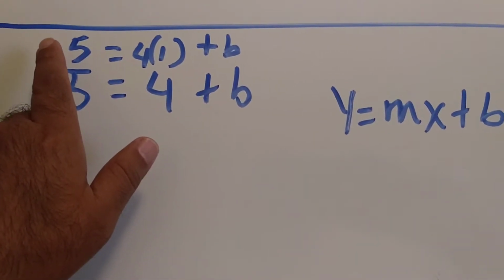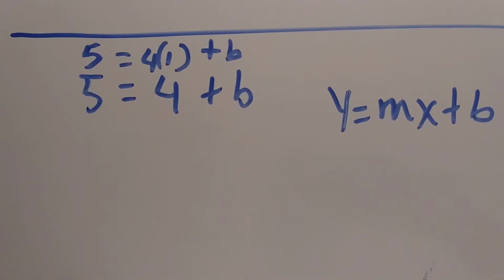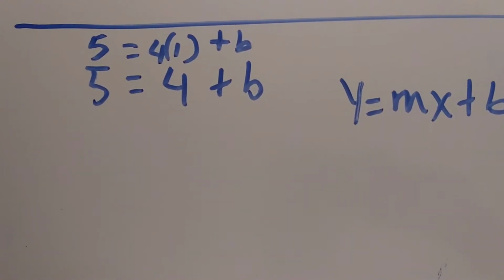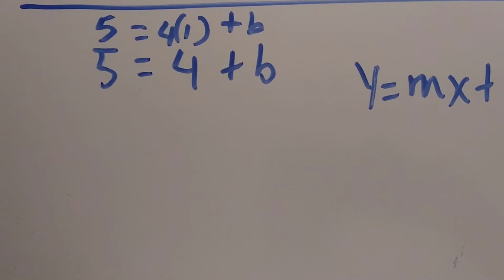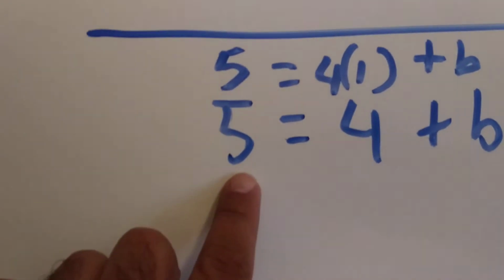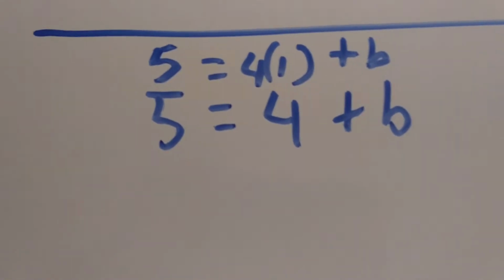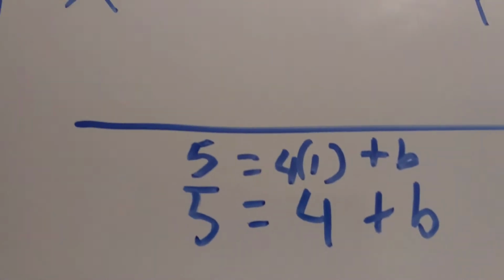Remember that the ordered pair, I'm sorry, was (1, 5), and we had to determine that the m was the slope, 4. So if we work out the problem here, we are left with 5 equals 4 plus b. In this case, we still have to isolate the value of b.